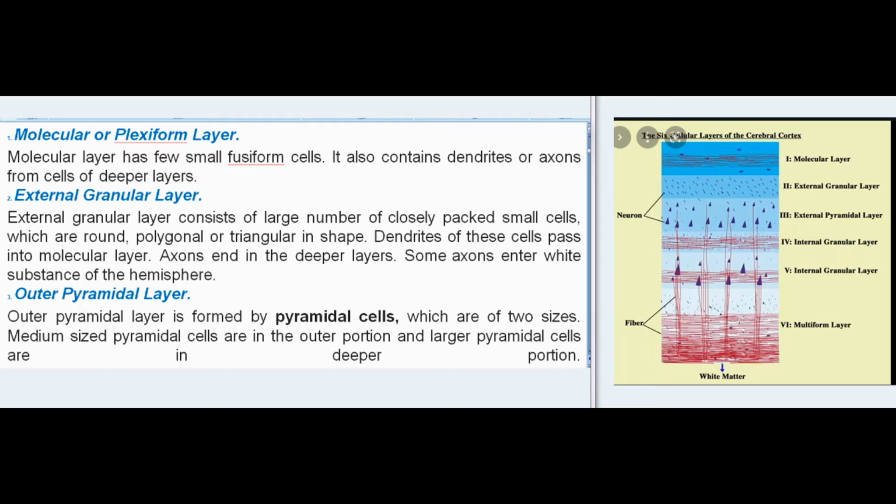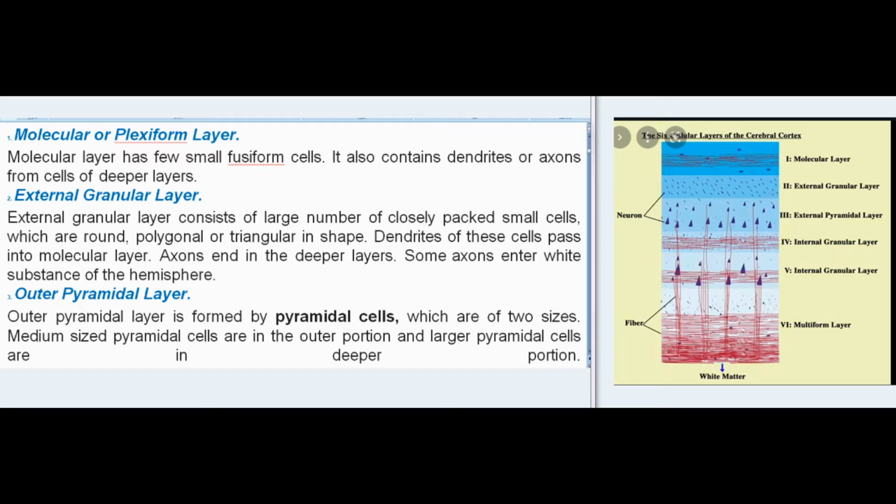External granular layer. External granular layer consists of a large number of closely packed small cells, which are round, polygonal or triangular in shape. Dendrites of these cells pass into molecular layer. Axons end in the deeper layers. Some axons enter white substance of the hemisphere.